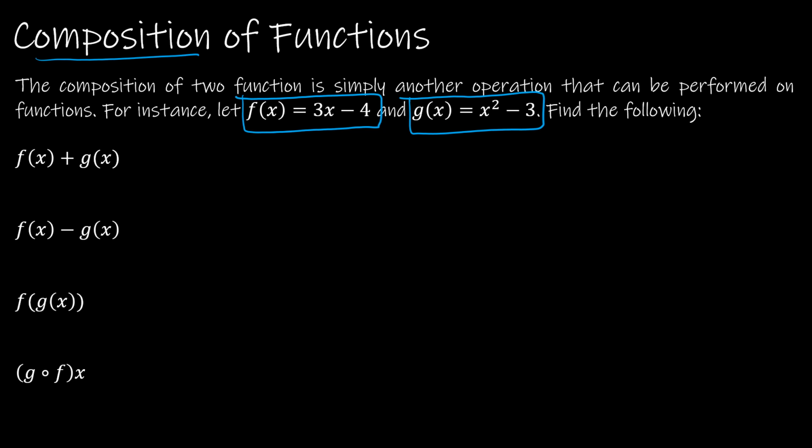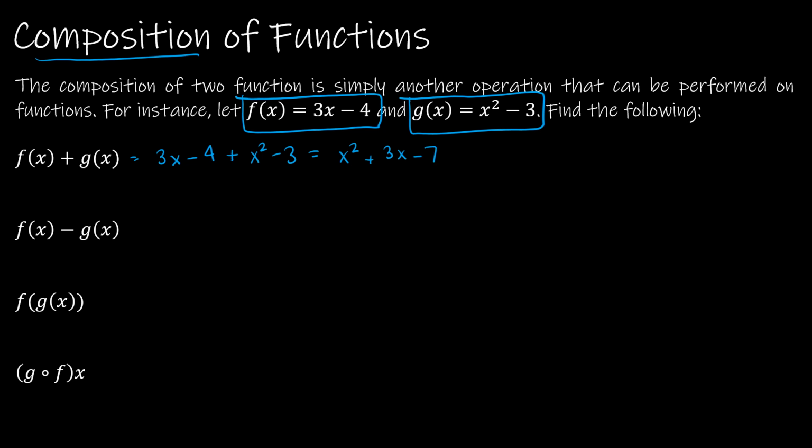If I were to add these functions together, really, that's pretty straightforward. I'm going to take 3x minus 4 and add x squared minus 3. I'm just going to combine like terms and write them in the correct order, which is from greatest degree to least. I would get x squared plus 3x, and then I have minus 4 and a minus 3, which gives me minus 7.